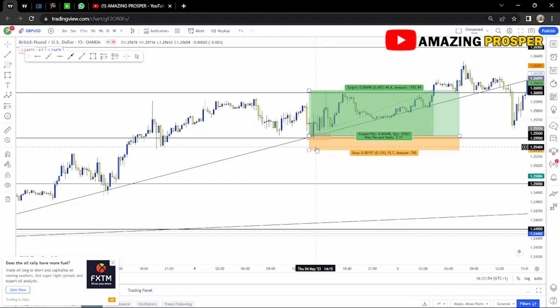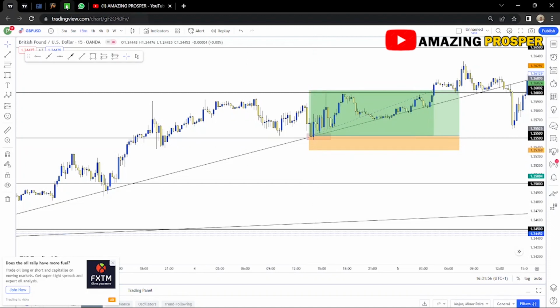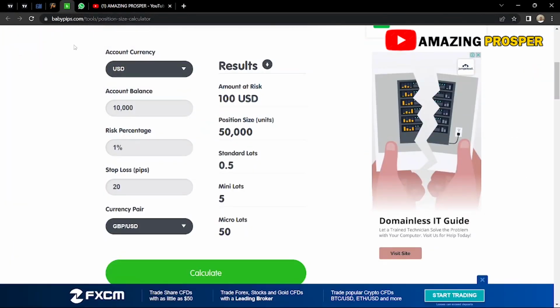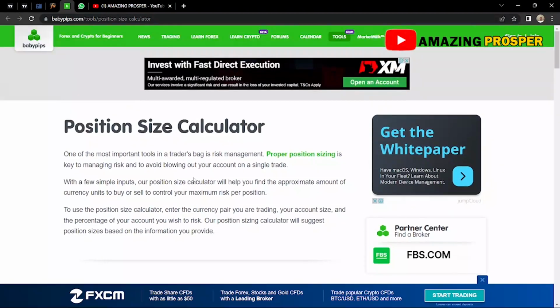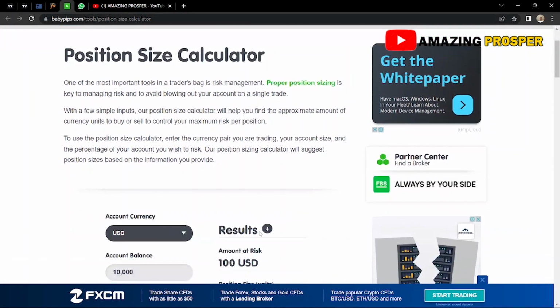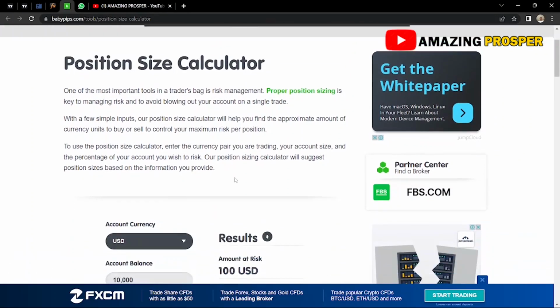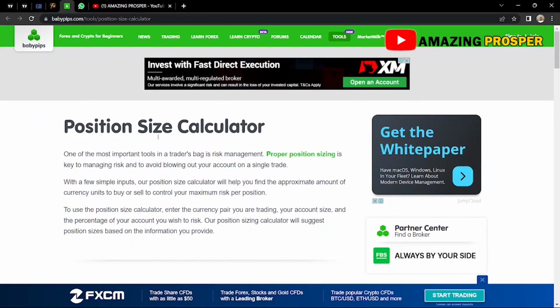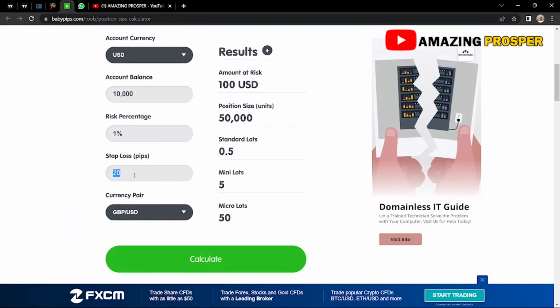Remember the first one was 20 pips. So what you will do, you go to your Babypips position size calculator to get your stop loss. You reduce this to 15 pips, and you are risking 1% of your account. If you are trading a prop firm, or if you're trading a personal account, you can decide to be aggressive or leave it this way too.